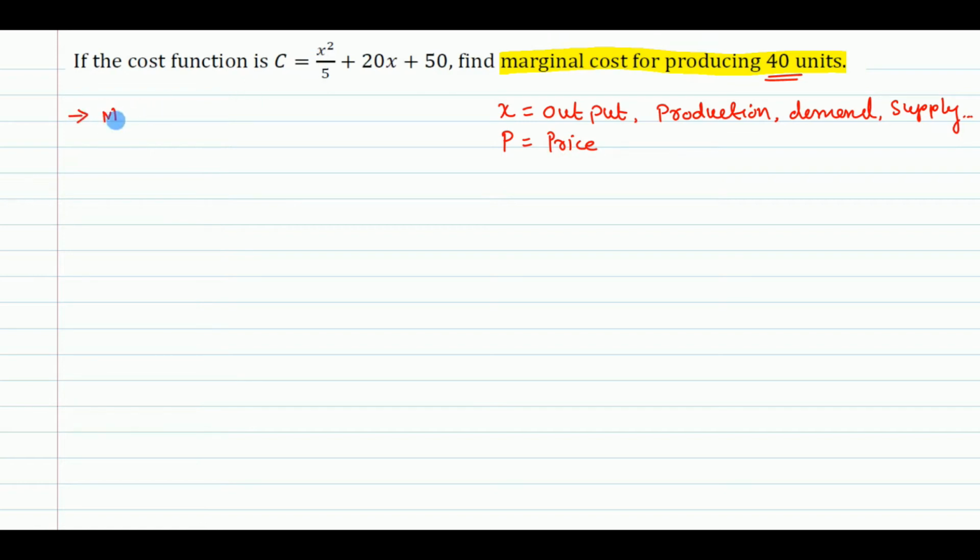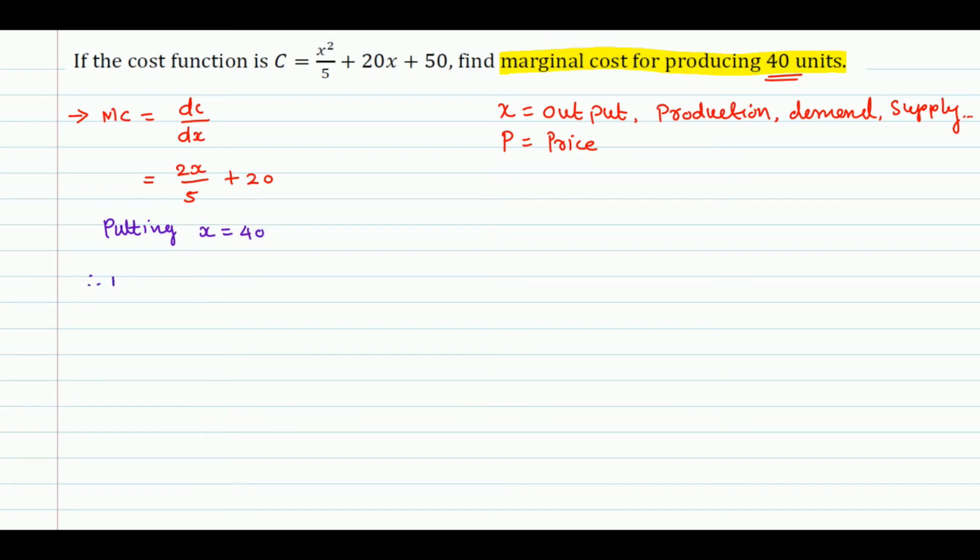Marginal cost is equal to the derivative of C with respect to x, dC by dx. So first of all, differentiate this function. The derivative of x square is 2x upon 5, plus the derivative of 20x is 20, plus the derivative of 50 is 0. Now what is our question? Find marginal cost of producing 40 units. So here we put production x equal to 40.